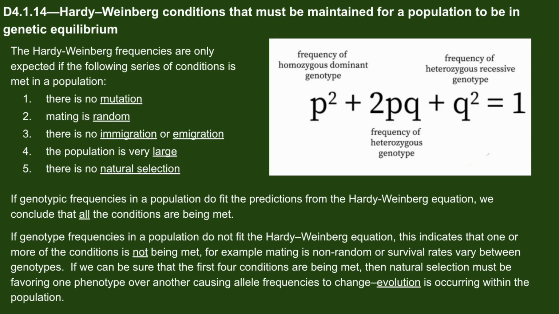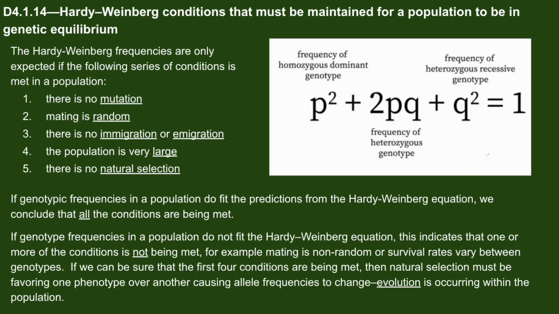Now, the Hardy-Weinberg frequencies are only expected if the following series of conditions are met, and you should memorize these. Number 1, there's no mutation happening. 2, mating is random. 3, there's no immigration or emigration. 4, the population is very large. And 5, there is no natural selection.